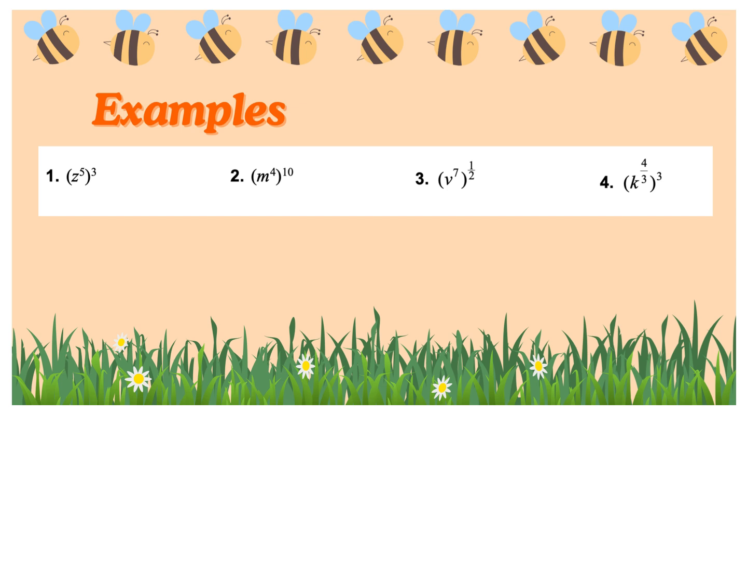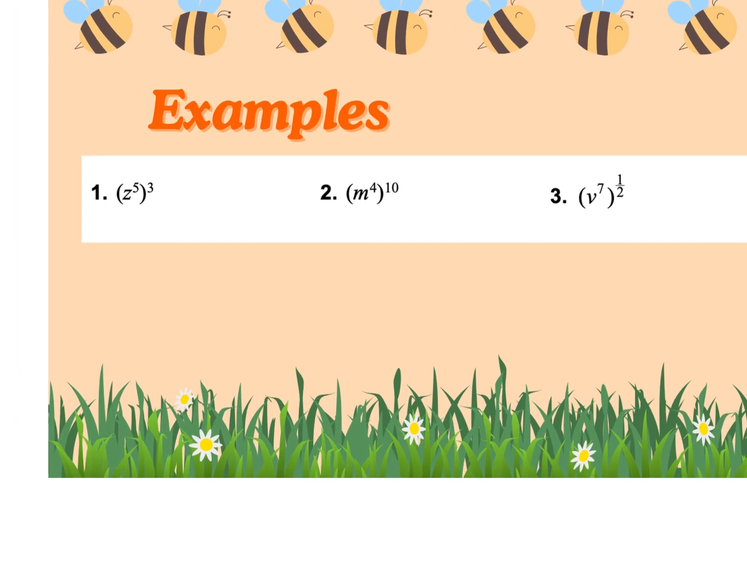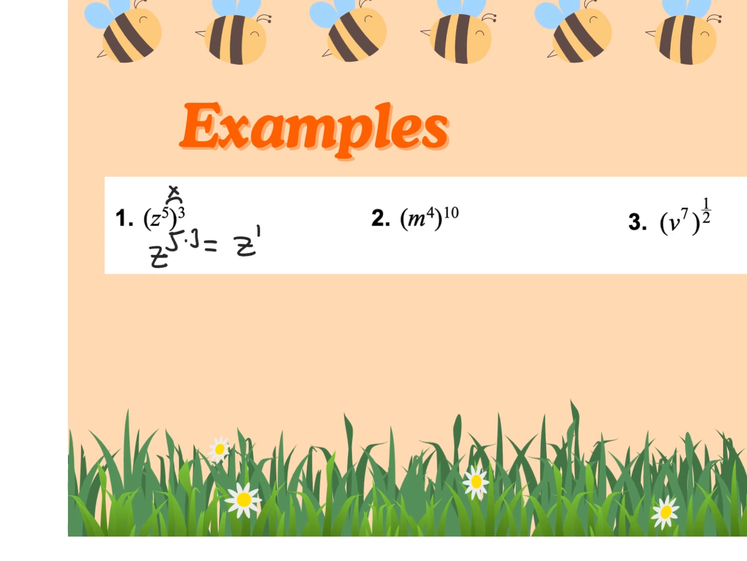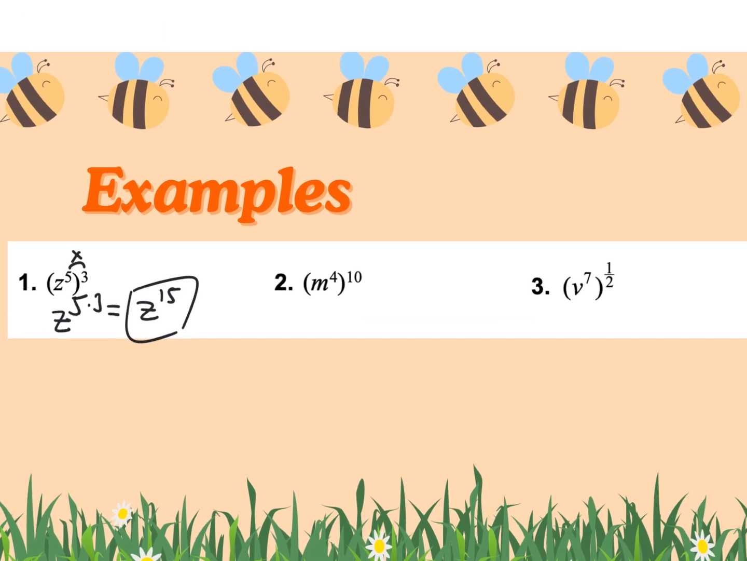All right, now let's just do some examples for the remainder of this lesson. Looking at this first one, z to the fifth to the third, we see a power to another power. That means we're going to multiply. So this is going to become z to the 5 times 3, which is z to the 15th. Nothing crazy there. Same exact thing with the next one, m to the 4th to the 10th. 4 times 10, that's going to get you 40. So this is going to get us m to the 40.